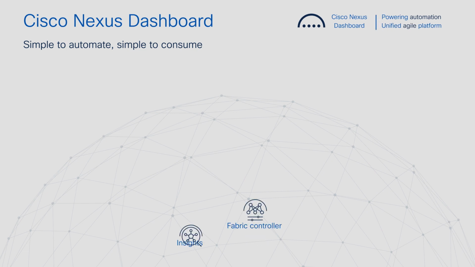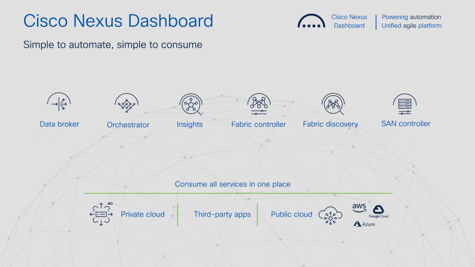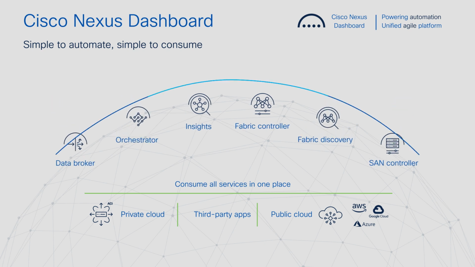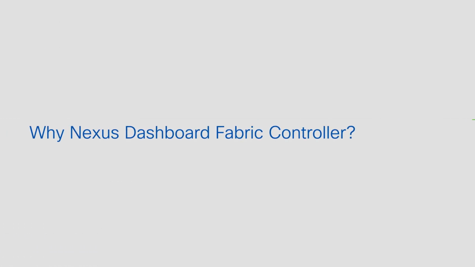So the Nexus Dashboard itself is an infrastructure which is common across services like Data Broker, Orchestrator, Insights, and Fabric Controller. It's simple to now consume these services with a common platform, and we will be focusing more on the Fabric Controller or the NDFC service. But before we go into that, why the Nexus Dashboard Fabric Controller?